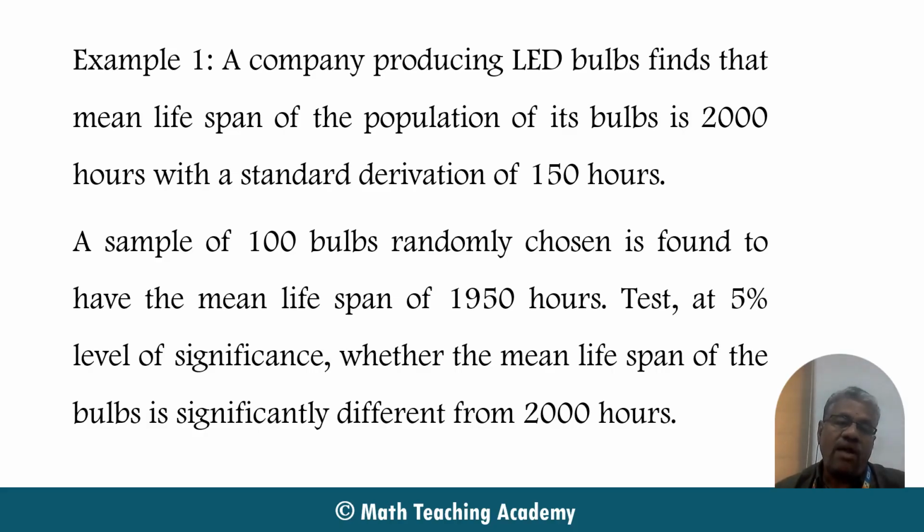Then a sample of 100 bulbs randomly chosen from the production is found to have a mean life of 1950 hours. So we have to test. Suppose they are producing nearly 1 lakh or 2 lakh bulbs in a particular production. Then we have to randomly choose 100 samples whose mean life is 1950 hours.